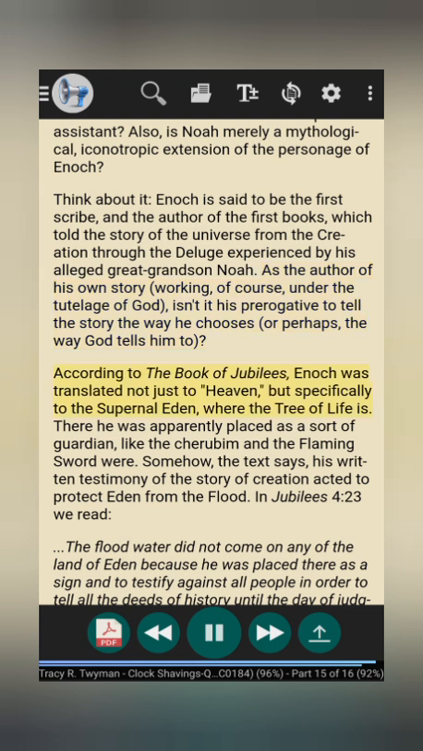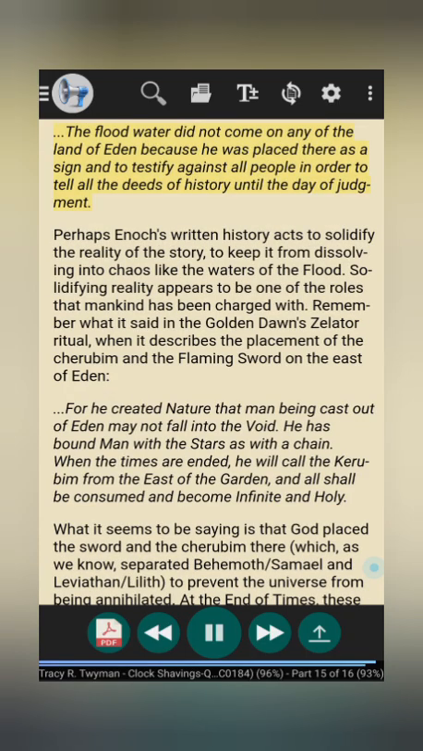According to the Book of Jubilees, Enoch was translated not just to heaven, but specifically to the supernal Eden, where the tree of life is. There he was apparently placed as a sort of guardian, like the cherubim and the flaming sword were. Somehow, the text says, his written testimony of the story of creation acted to protect Eden from the flood. In Jubilees 4:23 we read, "The floodwater did not come on any of the land of Eden, because he was placed there as a sign, and to testify against all people, in order to tell all the deeds of history until the day of judgment."